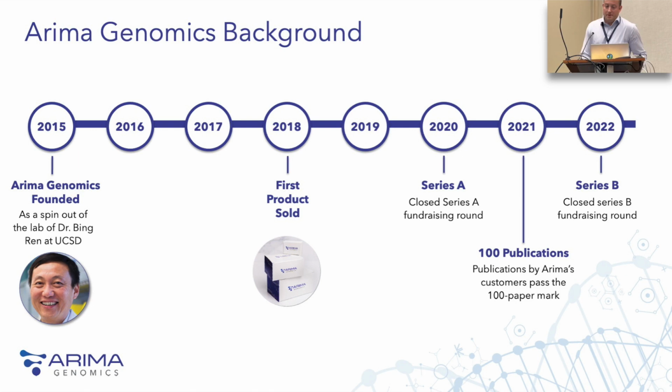A bit of background about Arima. In case you're new to us, you can find more information on our website. We were spun out of the lab of Dr. Bing Ren back in 2015 at UC San Diego. We launched our first product in 2018, which is a reagent kit pictured there to do this NGS-based 3D genomic profiling. We've raised a couple of financing rounds. We crossed 100 publications from customers last year, and we have a little over 300 customer publications today.